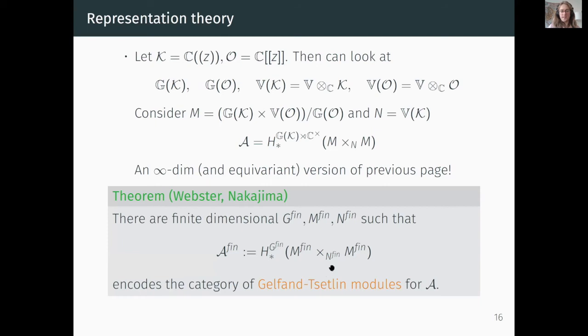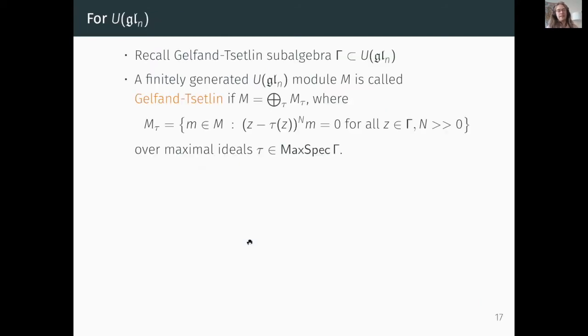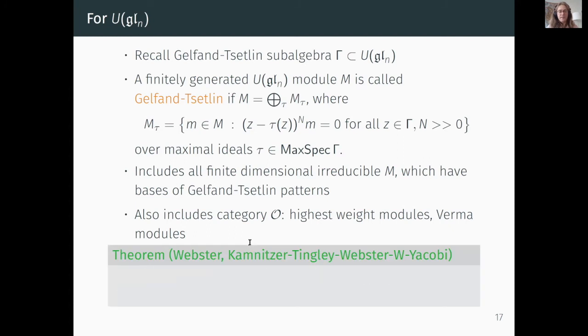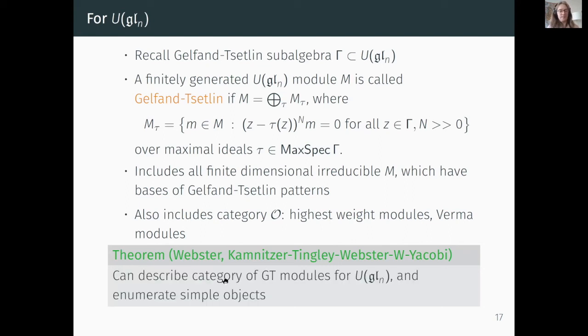So we're saying that that category is actually captured by some other algebra. And the theorem of Webster, and also you could say Kamnitzer, Tingley, Webster, myself, and Oded Yacobi, says, this is a first rough version of it anyway, we can describe this category of Gelfand-Tsetlin modules for UGLN, and we can even enumerate the simple objects. And this was a very active area of research, and I think still is.